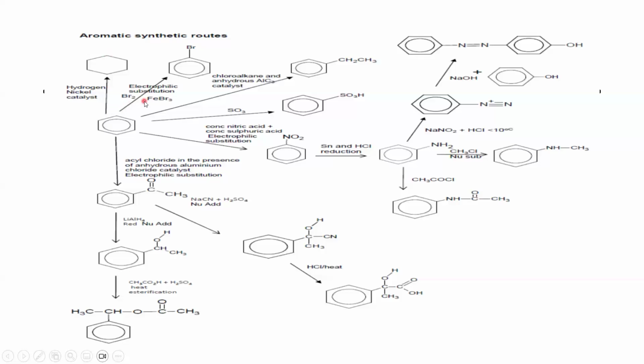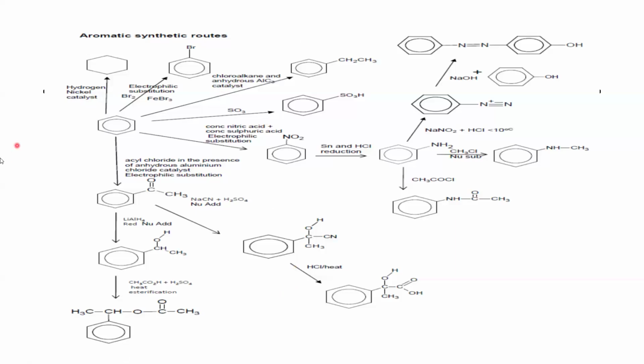If I react with bromine and FeBr3 or AlBr3, I can use either of them as a catalyst. This will result in the formation of bromobenzene. If I react with a chloroalkane and AlCl3 as a catalyst, I can simply... No, we don't use them separately. It's a mixture of nitrous acid and HCl. They are both used together.